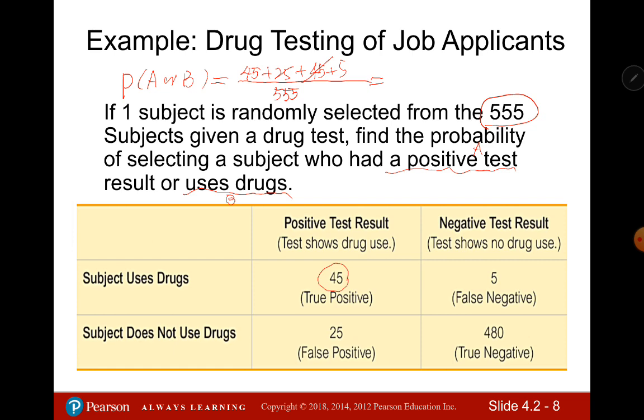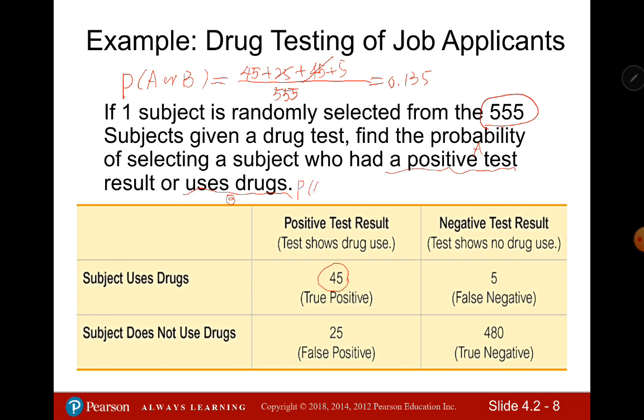Right? It's just 75 divided by 555. You can just get this answer, 0.135. This is the probability of a positive test or uses drugs, and we use the intuitive rule to do the calculation. Of course, we can use the formal rule, right?